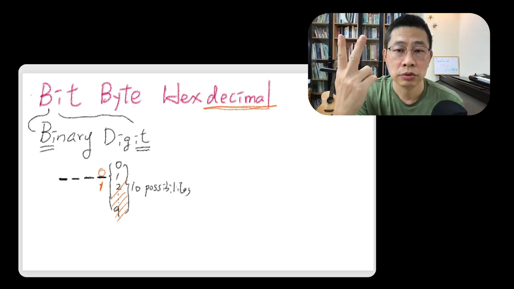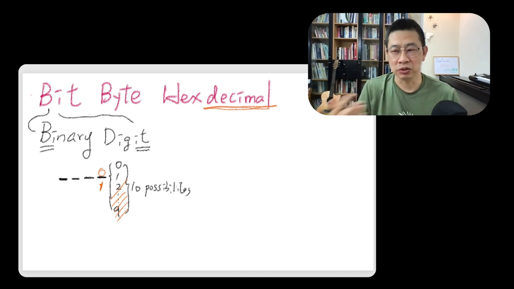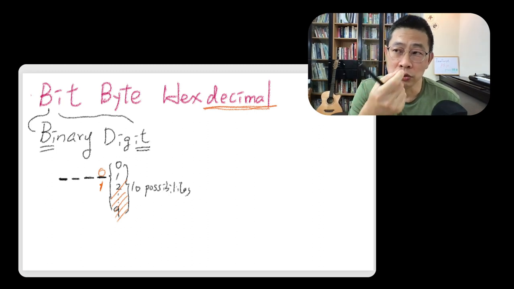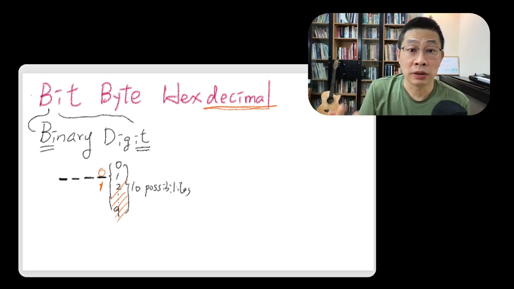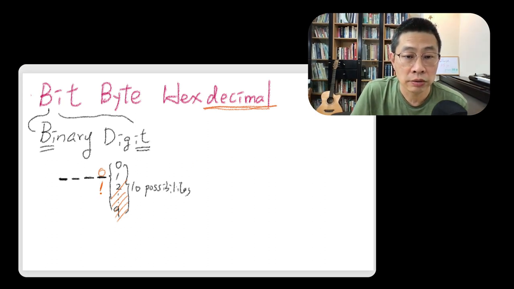Okay, and what about 2? Can you store 2 in a bit? No. If you only have 1 location, you cannot do it, because that's the capacity. So how do we do it? Well, we need more locations to represent numbers more than 2. If it's a 2, we have a carry bit. We set another bit to 1, and then we reset this bit to 0. So 1, 0 means 2.